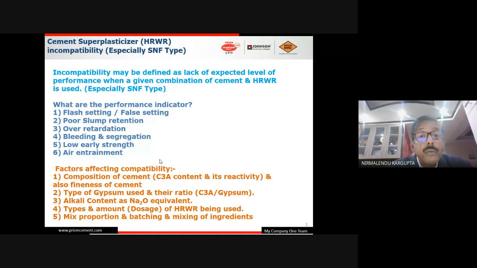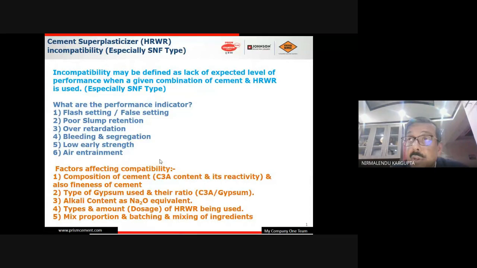So these are the performance indicators: flash setting, false setting, poor slump retention, over retardation, bleeding and segregation, low early strength, air entrainment. And factors affecting compatibility: composition of cement, C3A content and its reactivity, tricalcium aluminate content and its reactivity. I would say the reactivity part is more important than C3A content. C3A reactivity is very, very important. And also fineness of cement.